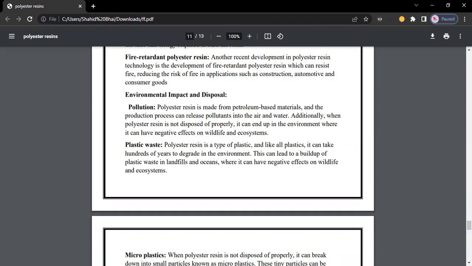Plastic waste. Polyester is a type of plastic, and like all plastic, it can take hundreds of years to degrade in the environment. This can lead to the buildup of plastic waste in landfills and oceans, where it can negatively affect wildlife and ecosystems.